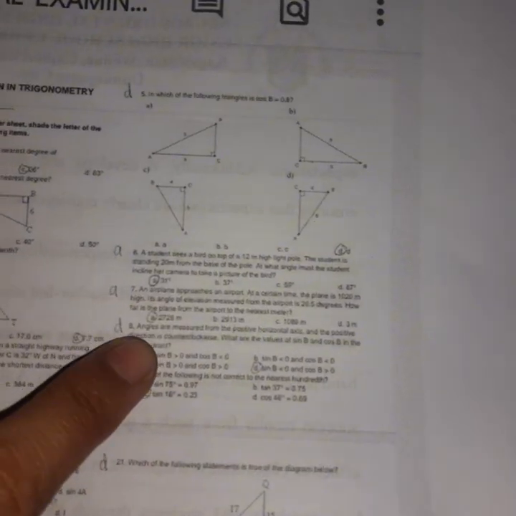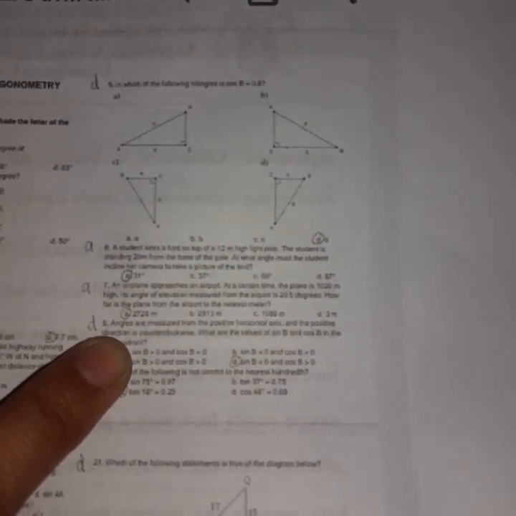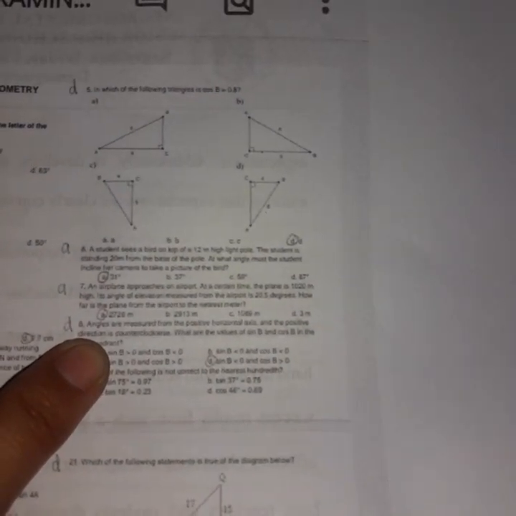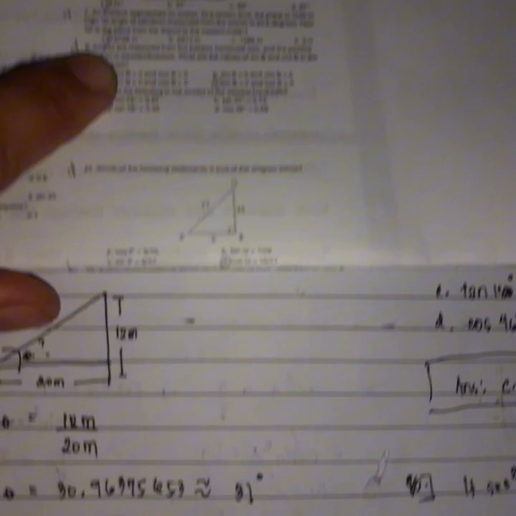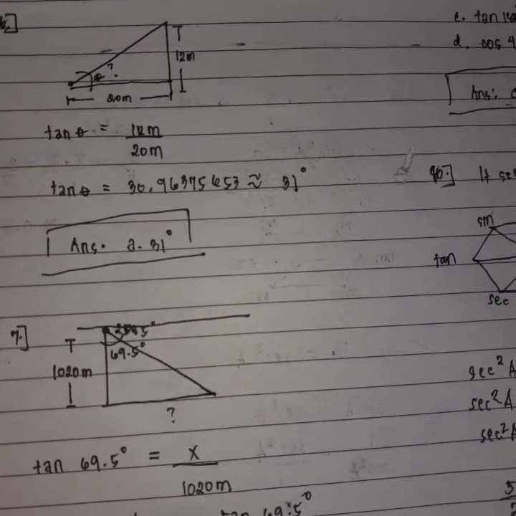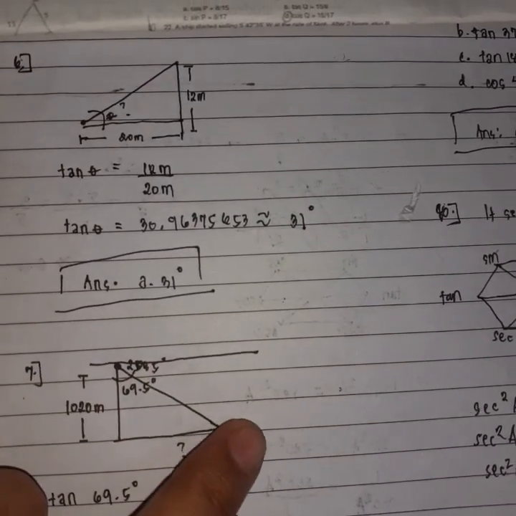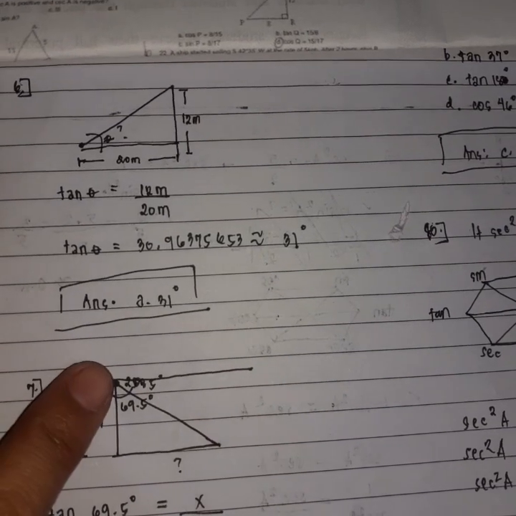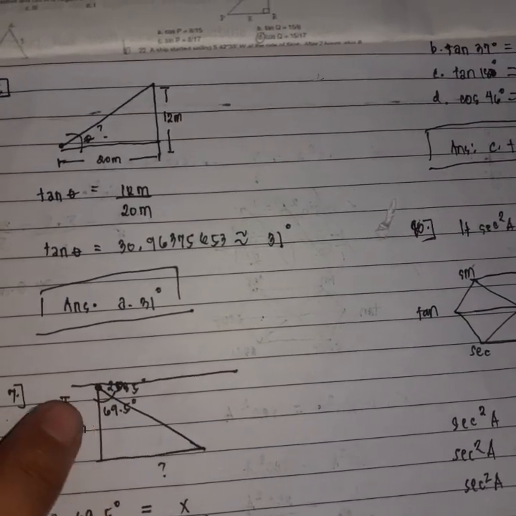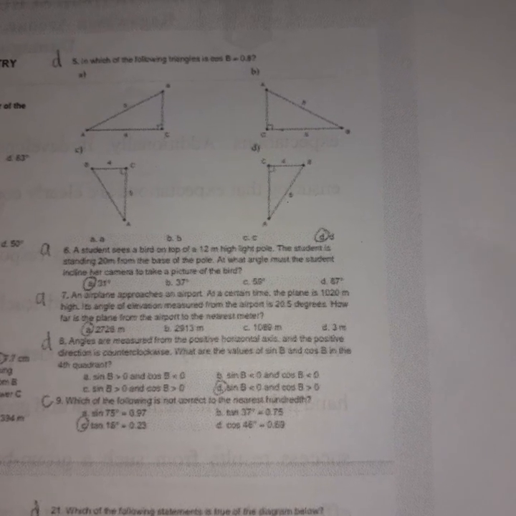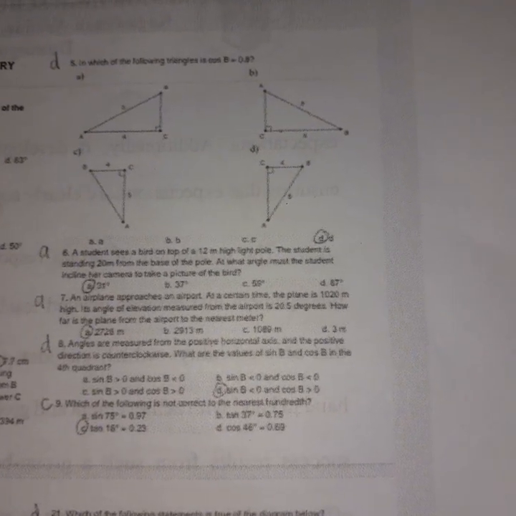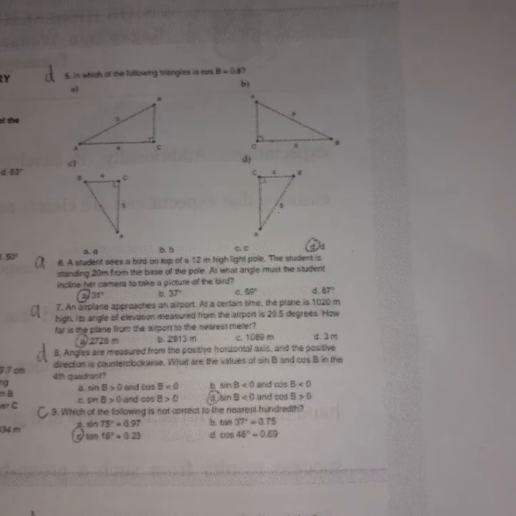Let's proceed to number 7. An airplane approaches an airport at a certain time. The plane is 1,020 meters high above the ground. This is the illustration: the airplane approaching the airport. The angle of elevation measured from the airport is 20.5 degrees. How far is the plane from the airport to the nearest meter?